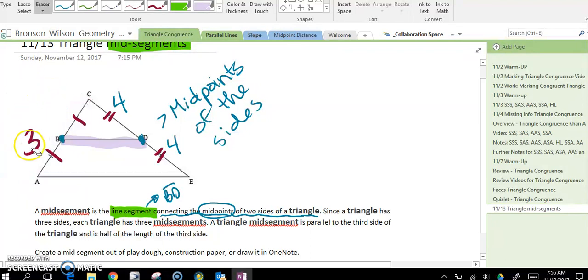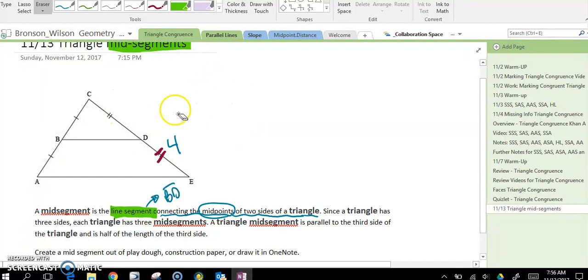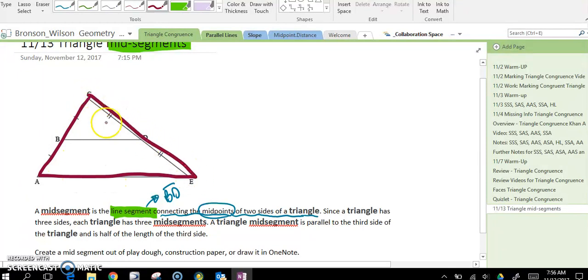Let's erase all this. Y'all okay if I erase all that? You can always rewind the video, right? It has 3 midsegments. Let me show you what that's talking about. Here we have one big triangle, and then this is the middle. So that's 1.